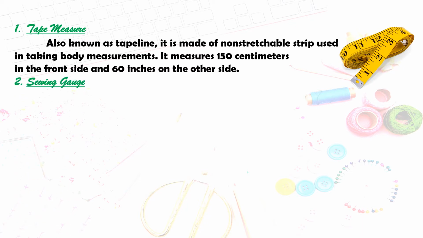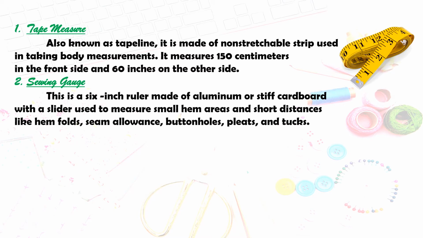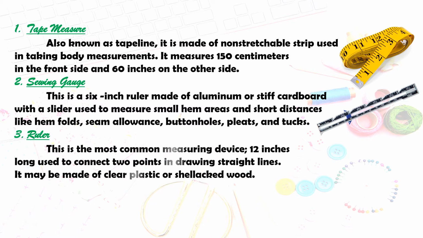The second one is the sewing gauge. Sewing gauge is a 6-inch ruler made of aluminum or stiff cardboard, with a slider used to measure small hem areas and short distances, like hem holes, seam allowance, buttonholes, pleats, and tacks. Number 3 is the ruler. Ruler is the most common measuring device, 12 inches long, used to connect 2 points in drawing straight lines. It may be made of clear plastic or shellacked wood.